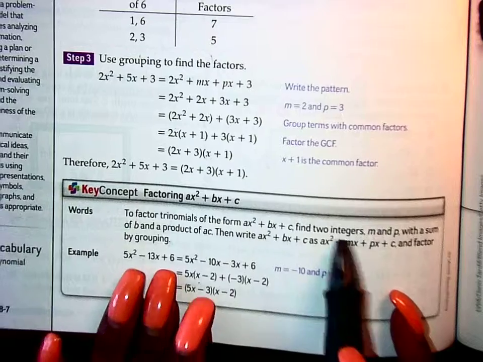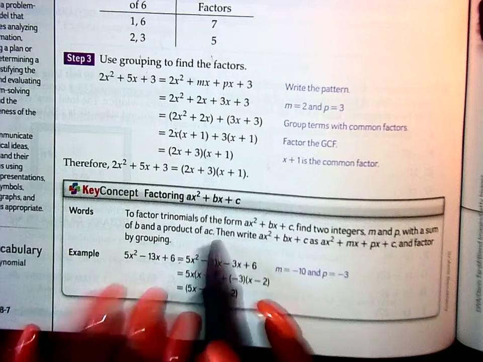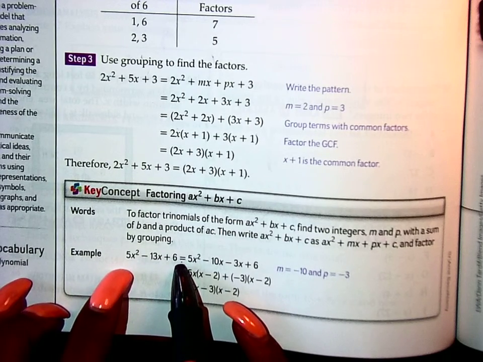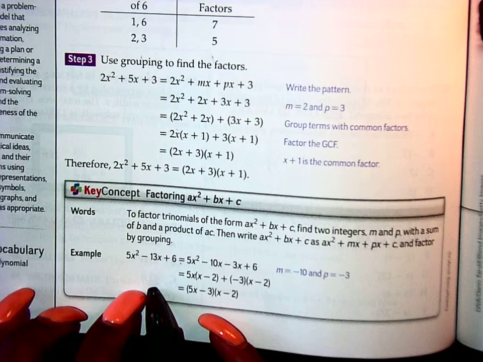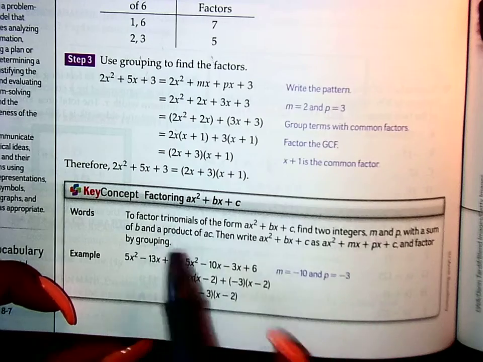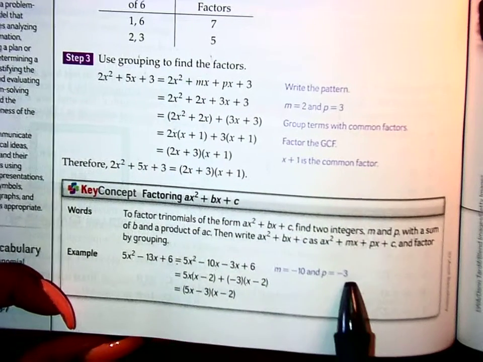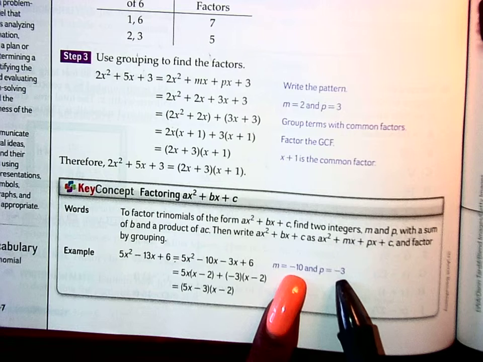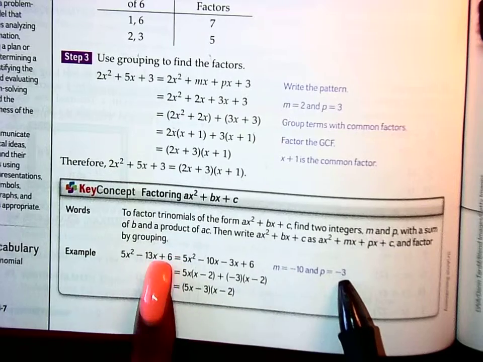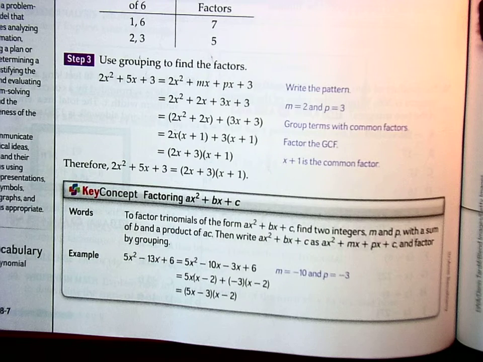So here it's telling us we're trying to find two integers with a sum of b and a product of ac. So you said that a was 5 and c was 6. The product of ac is 30. So we are trying to find numbers that multiply to give us 30, but they need to add to give us what? Negative 13. So negative 10 and negative 3. If we multiply these two together, we get 30, because a negative times a negative is a positive. And if we add these two together, we get negative 13. So that's just another way of doing factoring.